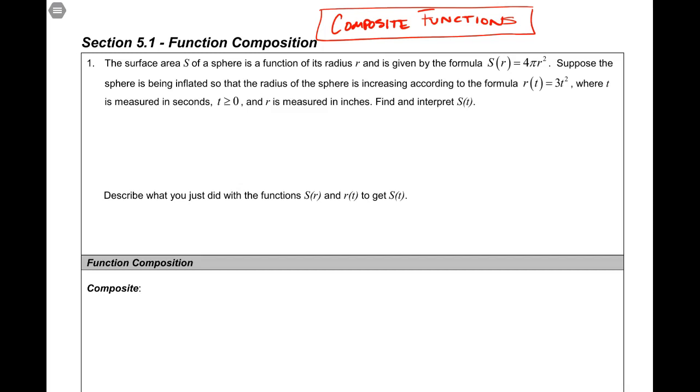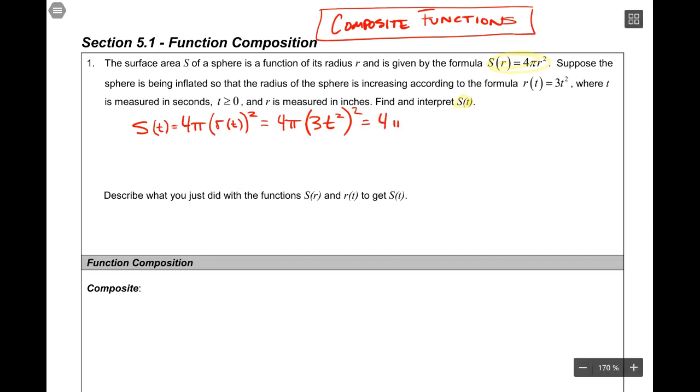Okay, so s of t, the first thing I notice here is it's s of t, not s of r. This function is giving me surface area as a function of the radius, but they want surface area as a function of time. So let's go ahead and see how this would work out. Surface area as a function of time, well, it's going to be 4 pi times the radius squared, and we have radius as a function of time. So this is going to become 4 pi times the function for r, which is 3t squared. But that whole function is squared because r is squared in the original surface area function.